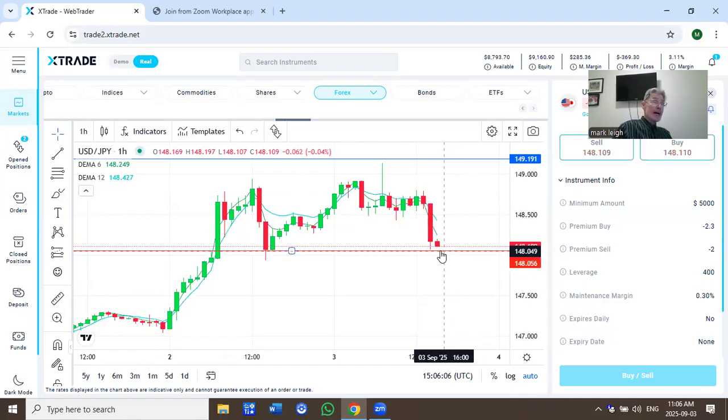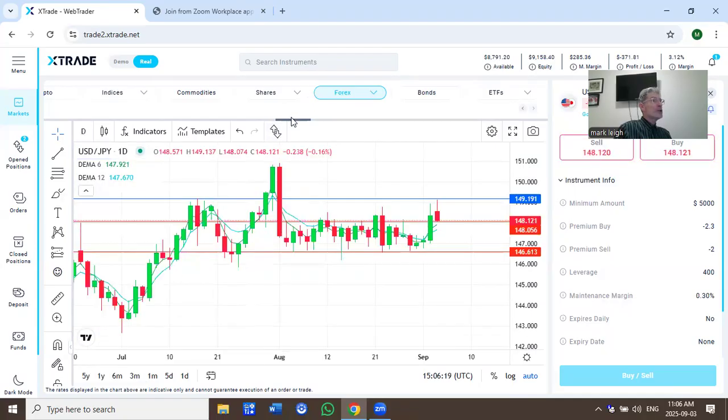If US buyers are going to step in again, and go from weak US dollar to strong US dollar, they would look for a bounce up off here and back up at resistance at 149.19. Let's have a look at the US Canadian.